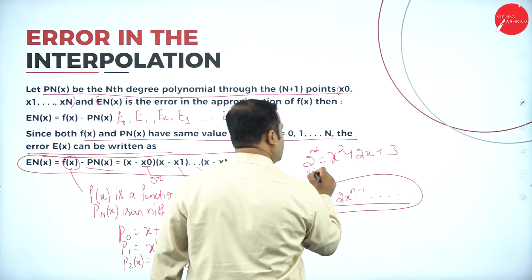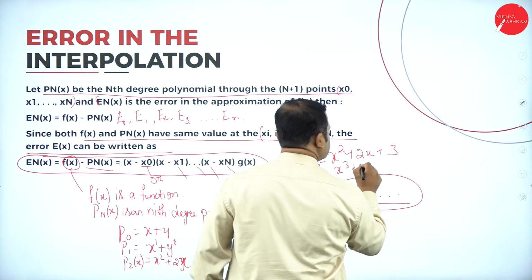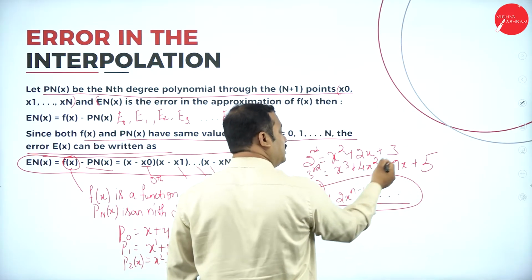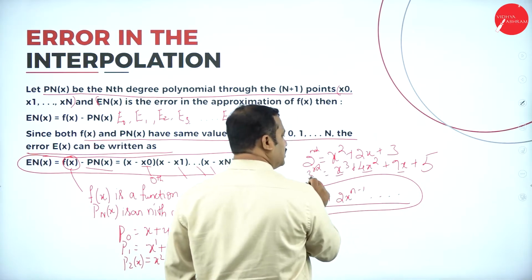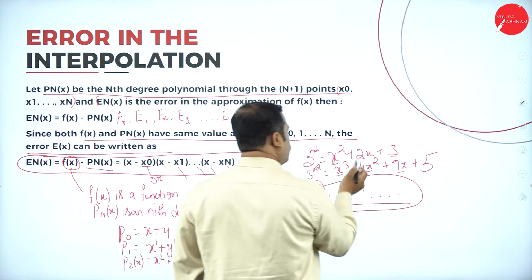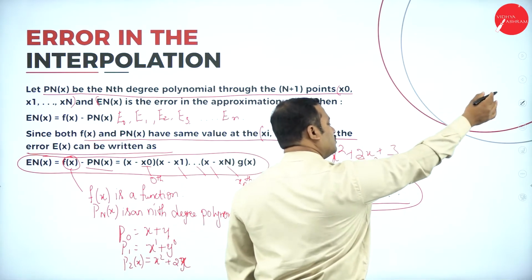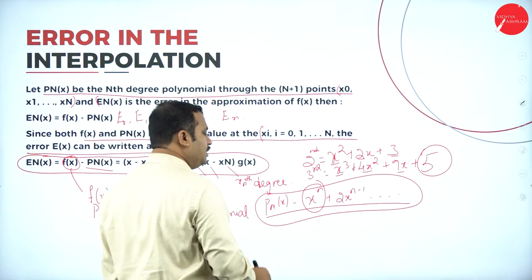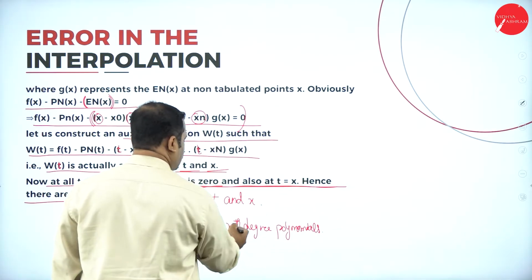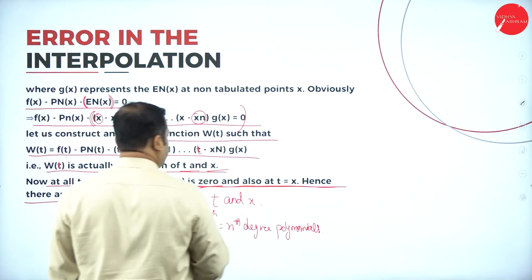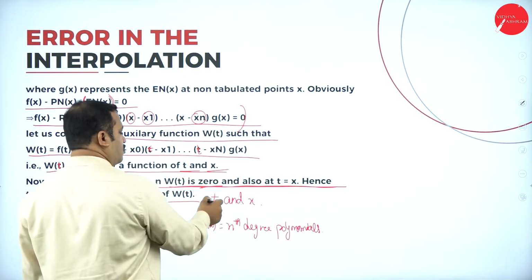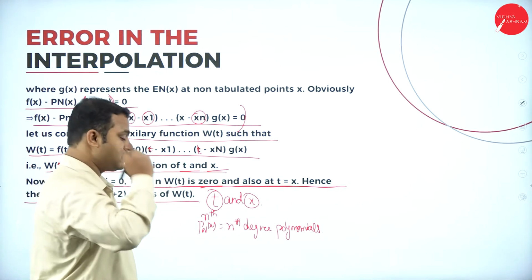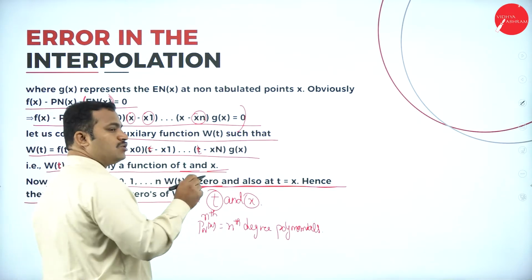For third degree polynomial, we have x cube plus 4x square plus 9x plus 5. How many terms are there? 1, 2, 3 for second degree. For fifth degree, 1, 2, 3, 4, 5, 6, where the other one is the constant. So in order to indicate that, we have these terms here. If it is an nth degree polynomial, we will be having n plus 2, because we have w of t, which is expressed in terms of t as well as x. So we will come across n plus 2 zeros of w of t.